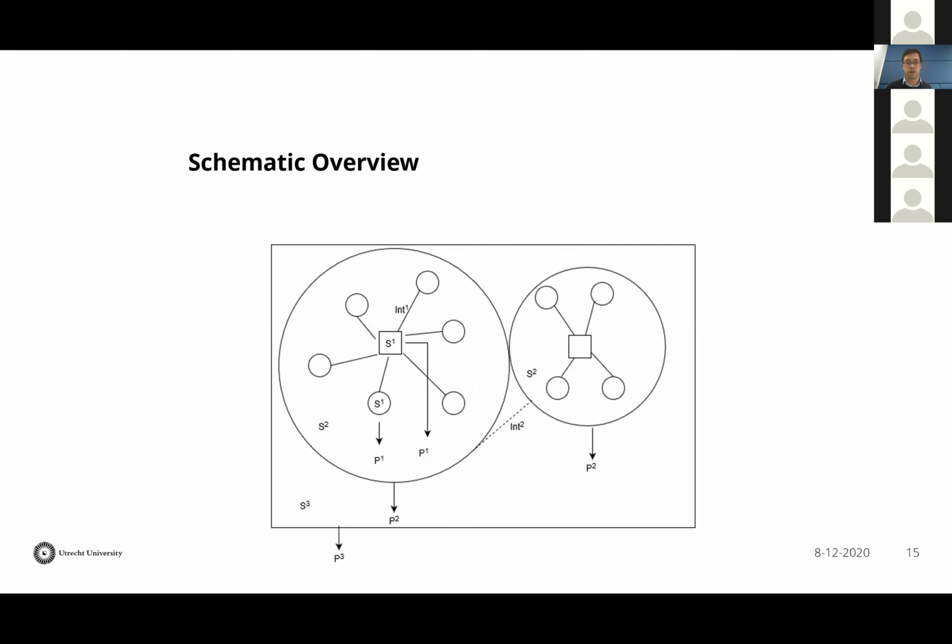Yeah, so this is a brief schematic overview. You can imagine the circles and squares as the agents, and they have certain interactions. And with that, they form a new structure S2. And these new mesostructures can have interactions, and in total, they will form the macroeconomy as a whole.